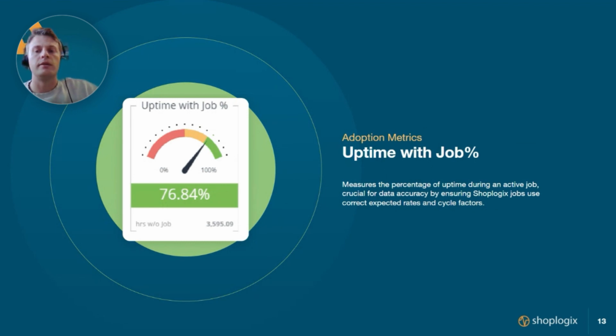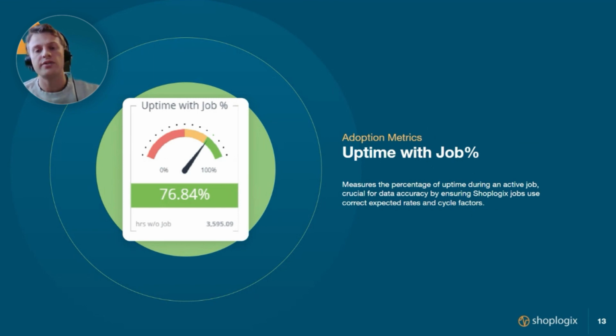The next metric here is around the usage of the jobs feature in Shoplogix. So this is the percentage of your uptime when you have an active job in place. So I mentioned that machines are often producing different things over time. So generally, the way to capture the right expectations around measurement of production correctly when those different production runs are happening is through the use of the jobs feature in Shoplogix. Each job essentially represents a production run. And those production runs will generally have different sets of information that are critical to make sure your data is accurate. One of those being the expected speed, but also other things like the cycle factor, for example.